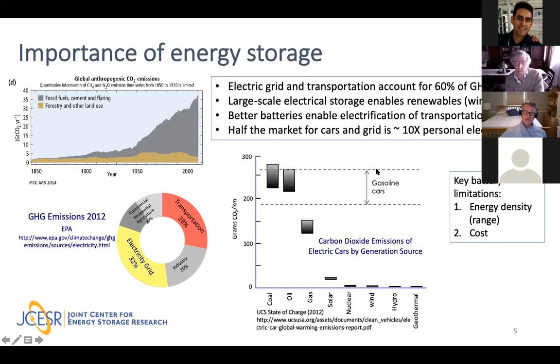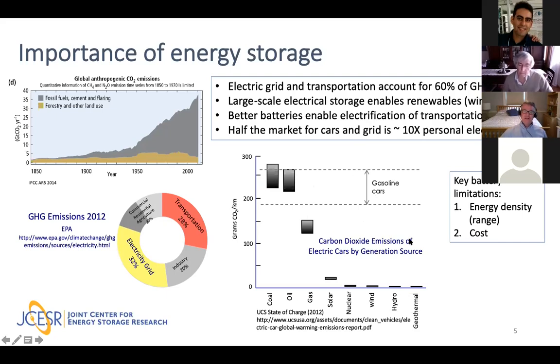Now, in Brazil, you have a lot more biofuel. In the US, about 10% of our gasoline contains ethanol. But if you have an electric car that runs on electricity generated by coal-fired power plants, you're actually emitting more CO2 than if you just drove a gasoline-powered car. So what's the key? Well, the key is we need to derive our electricity from nuclear, wind, hydro, geothermal, things like that. And that means we need energy storage. So better batteries are going to enable electrification of transportation, and that's a significant amount of the CO2 emitted.